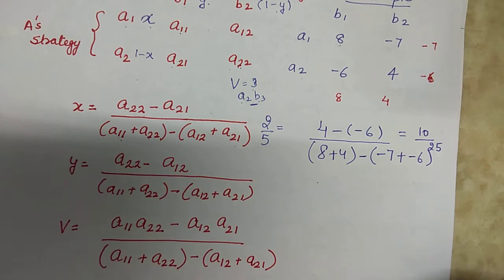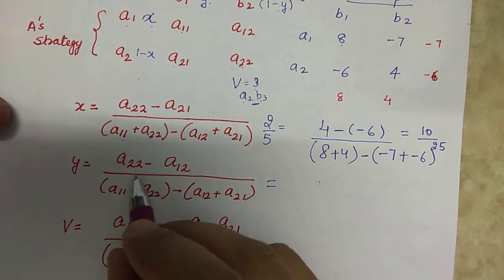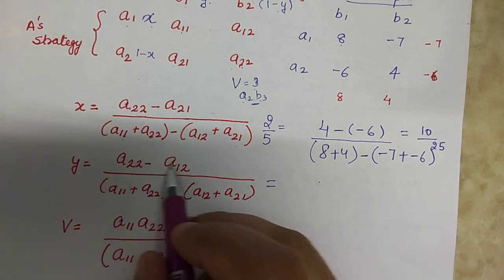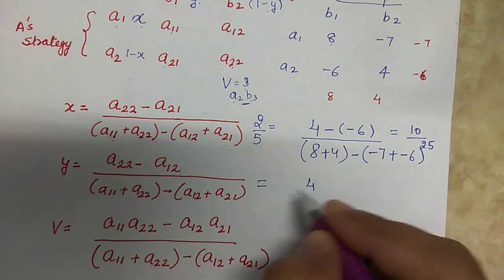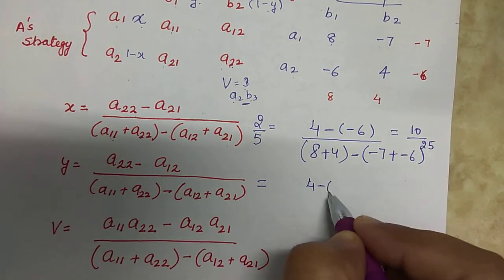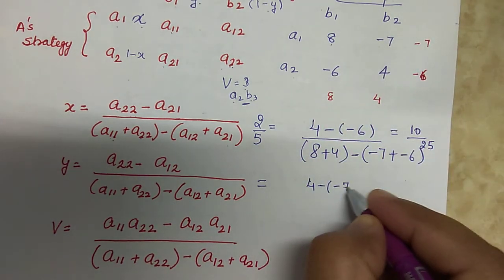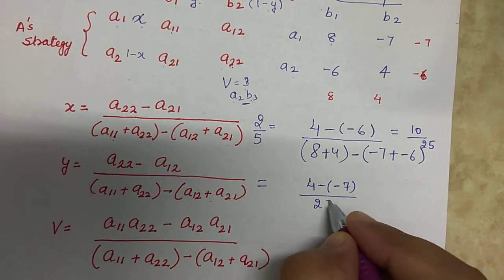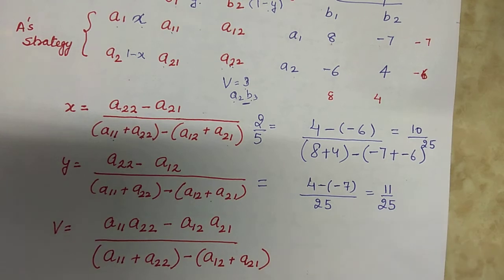Similarly, we can calculate the value of Y. The value of Y is calculated using this formula, A22 minus A12. The value of A22 is 4 and the value of A12 is minus 7. The denominator is the same, so the value is 25. This becomes 11 by 25.